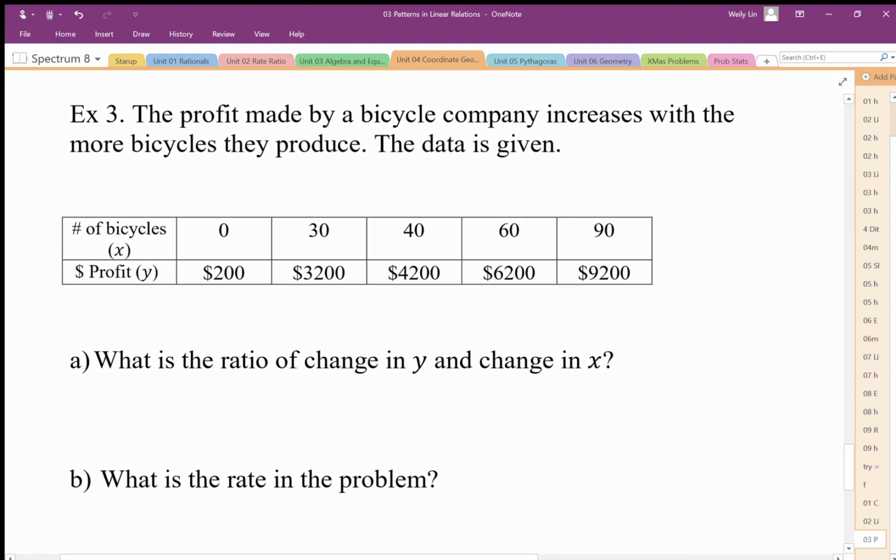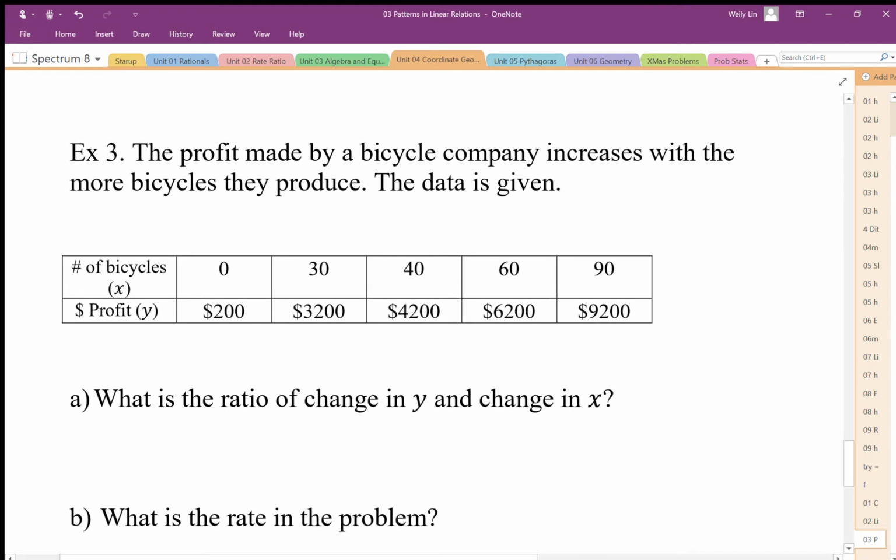So this is a relationship where we've been given the relationship in a table. We can see that as they produce more bicycles, they're earning more money. But at the beginning, when they start, they have a profit of already $200. So how does this work? We have a starting point.